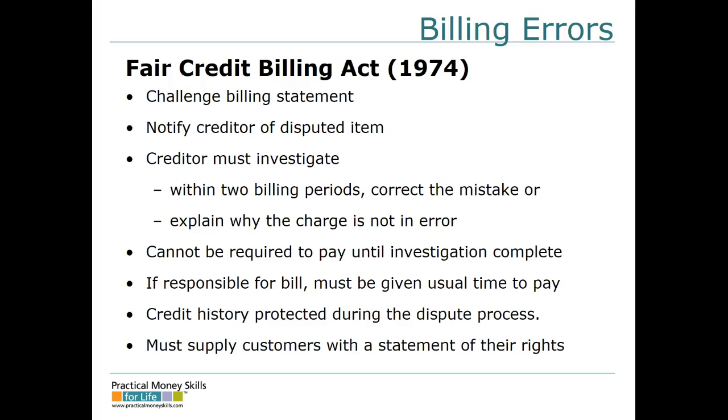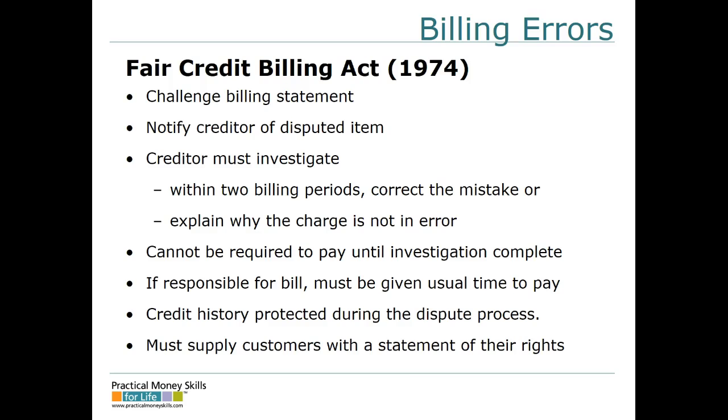Okay, so dealing with billing errors. This goes to the Fair Credit Billing Act of 1974. It sets up a procedure for the quick correction of mistakes that appear on consumer credit accounts. Obviously, in the 70s, they found a need for this, and so they set up this law. You can challenge a billing statement for errors such as charges for unauthorized purchases, charges for items that were never delivered, and failure to credit a payment.